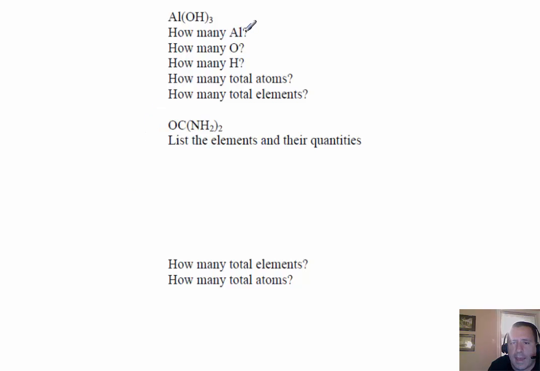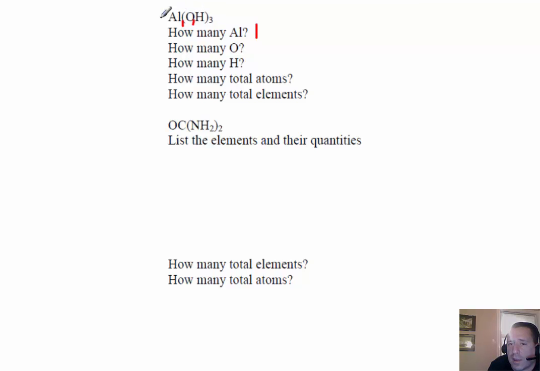How many ALs? Is there a subscript? So 1. Are there parentheses around the AL? No. Is there a coefficient? No. So 1 times 1 times 1 is 1. How many O's do we have? Okay, is there a subscript? No. So it's an invisible 1. Is there parentheses? Yes, that O is inside parentheses. So 1 times 3 is 3.